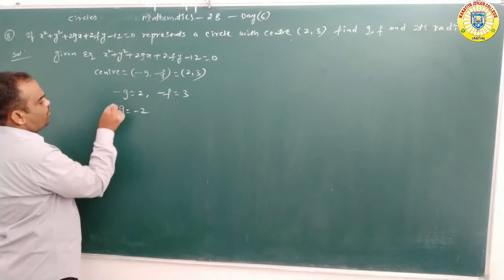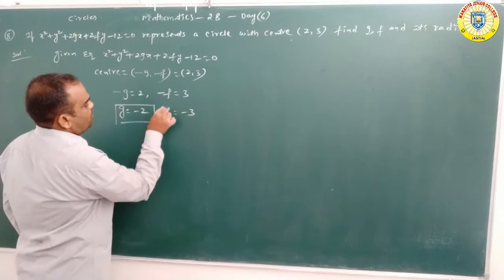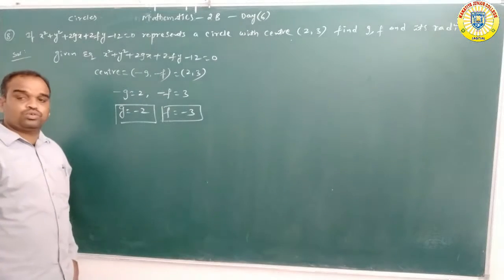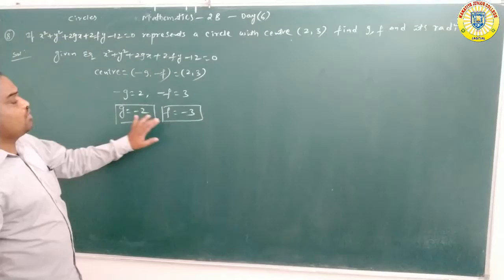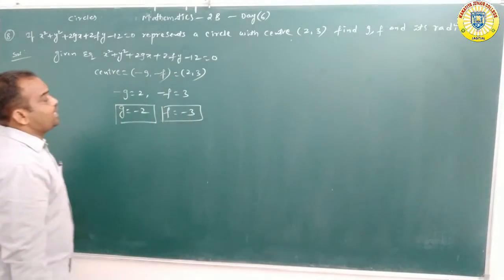Then g is equal to minus 2, and f is equal to minus 3. So the g value and f value are completed. We need g, f and its radius.